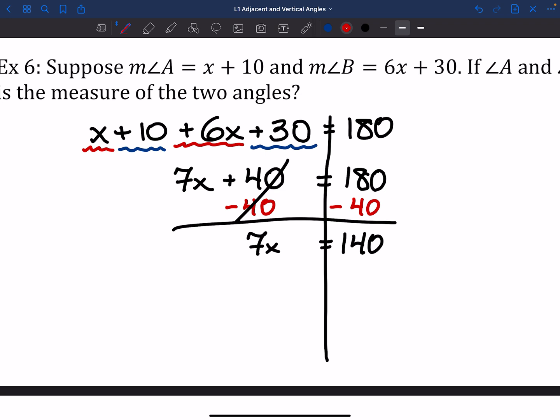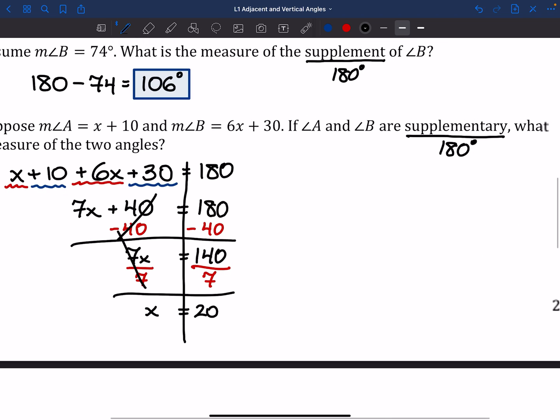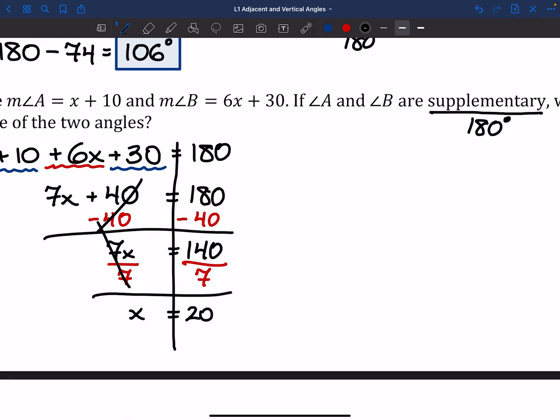And last but not least, for this part, I need to get that x all by itself. So I'm going to divide by 7 to help me get rid of that. And my x is going to be equal to 20. Now that I know that x is 20, we're not done quite yet because we want to figure out what the measures of the angles are. The measure of angle A is x plus 10. So off to the side here, x was equal to 20, so it's 20 plus 10, which is going to give me 30 degrees.